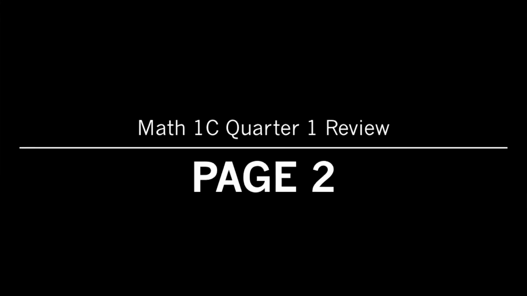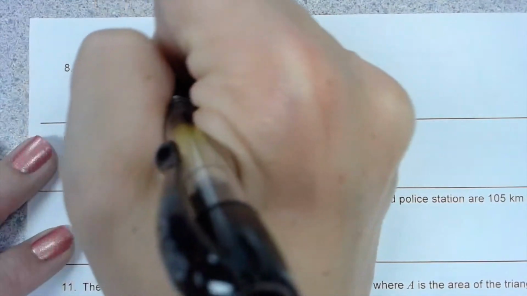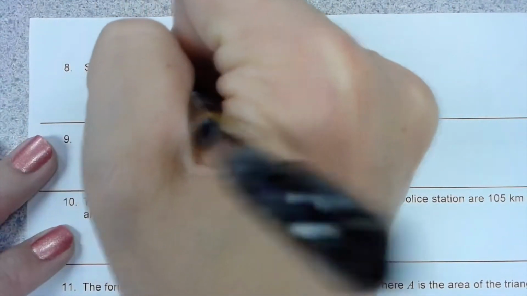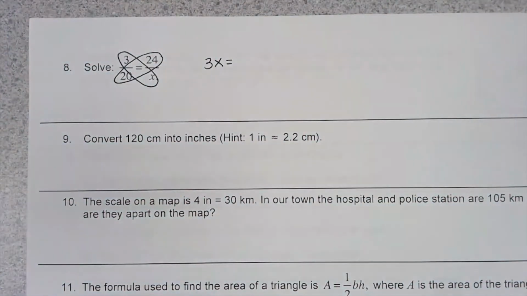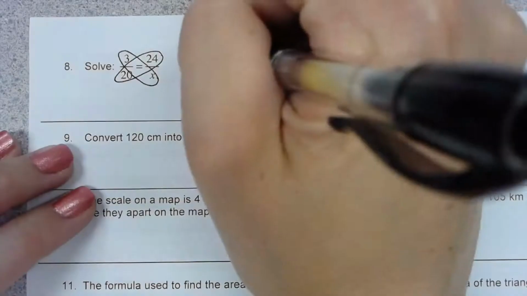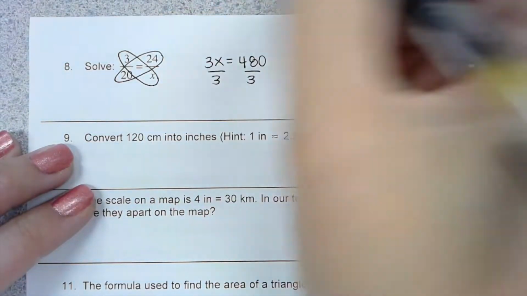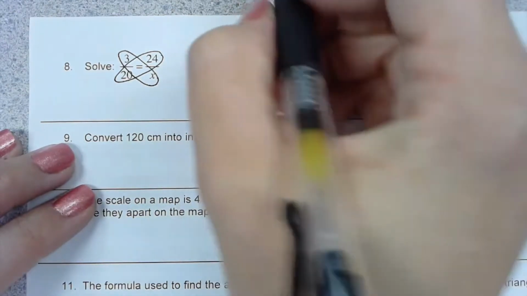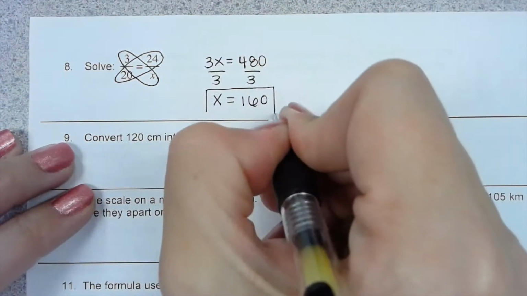Question number 8 starts out with a proportion question. And so remember, to solve proportions, you're going to multiply the ones that are across from each other. And so 3x is equal to, and then you'll use your calculator to multiply those numbers out. 24 times 20 is 480. And then you'll divide both sides by 3 to finish solving. And so for this one, you'll get x is equal to 160.